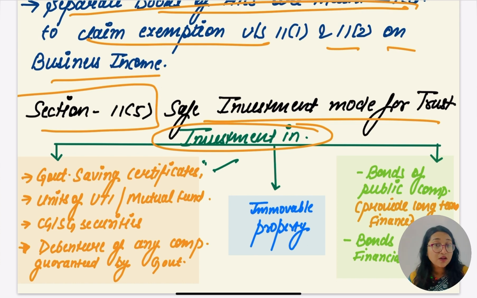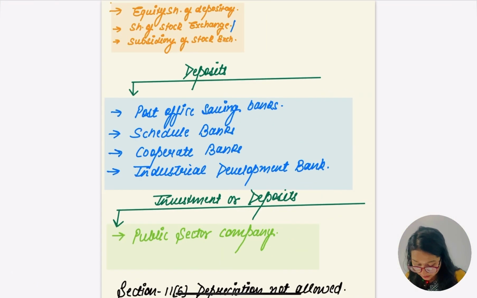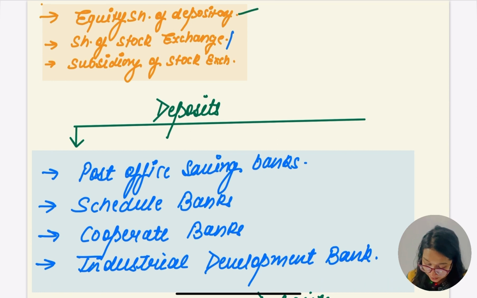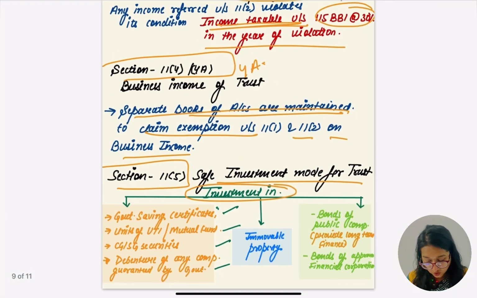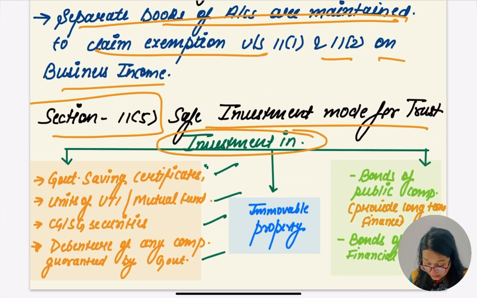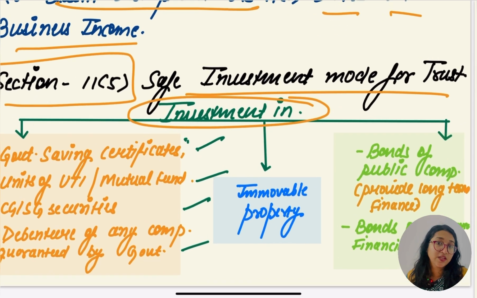If it is done in government saving certificate, unit of UTI mutual fund, central government or state government securities, debenture of any company guaranteed by government, equity share of depository, shares of stock exchange or subsidiary of stock exchange. Okay, if the investment by the trust is done in these following cases, that is specified in section 11 subsection 5.